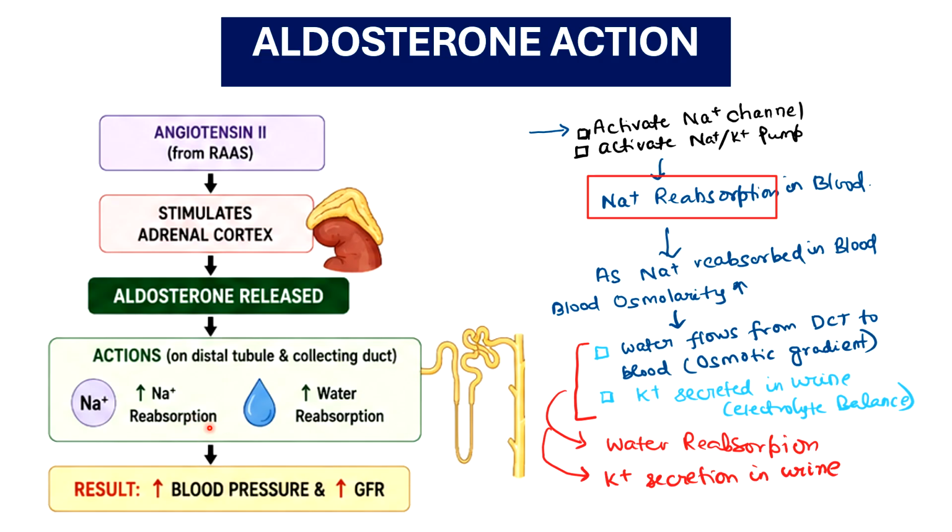And what is the ultimate effect of this? There is increase in GFR. Urine output is less in the dehydration condition. Also, the blood pressure increases, thereby maintaining the homeostasis in the body. So that's all about the aldosterone action. I'm sure you are now clear with the RAAS pathway.